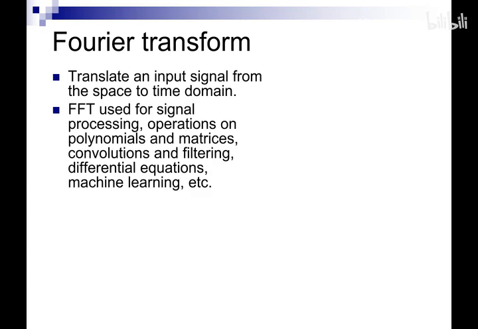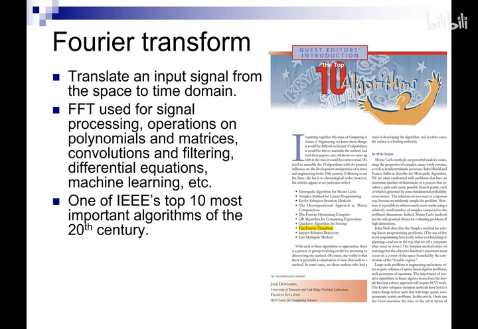We're going to be talking about the fast Fourier transform, which is basically an efficient way of implementing the Fourier transform. Because of this efficiency, the FFT has a very large number of applications, for example in signal processing, in operations that we can do on polynomials and matrices, in computing convolutions and filtering, in mathematics, in machine learning, and many other applications.